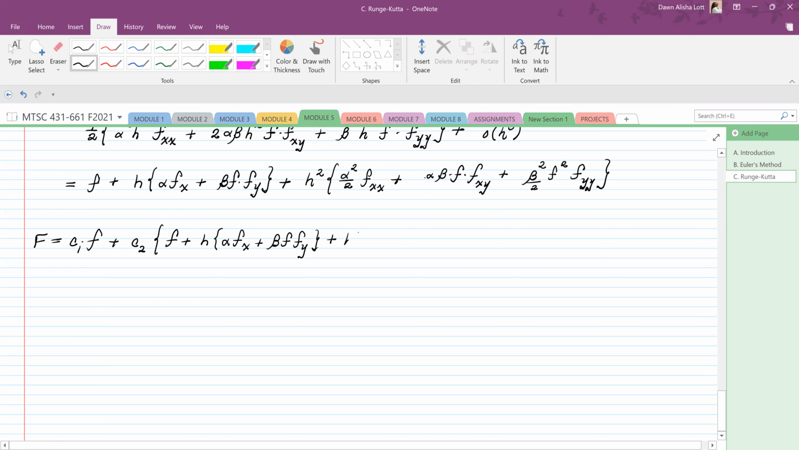Plus H squared times alpha squared over 2 F sub XX plus alpha beta F of XY plus beta squared over 2 F squared F sub YY. So all of that's multiplied by C2. That's a small bracket with a bigger bracket. Plus O of H cubed.